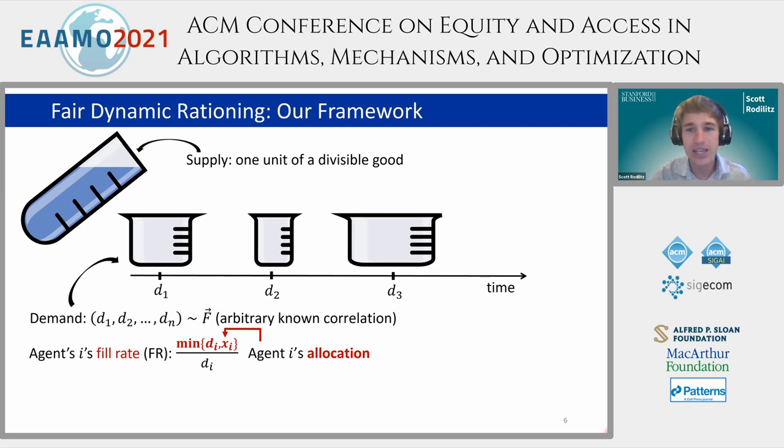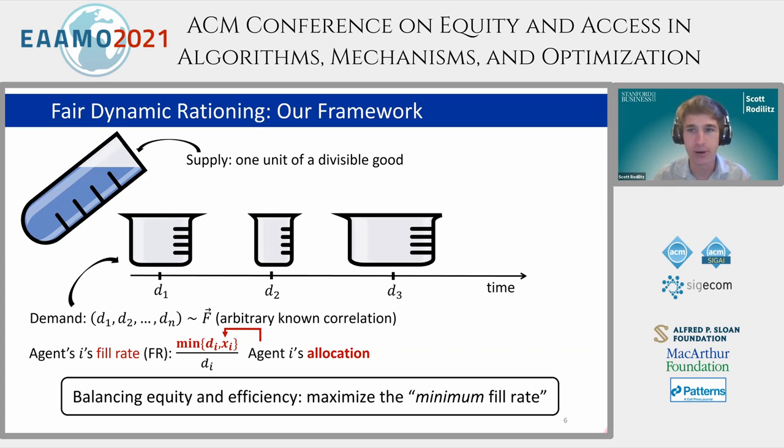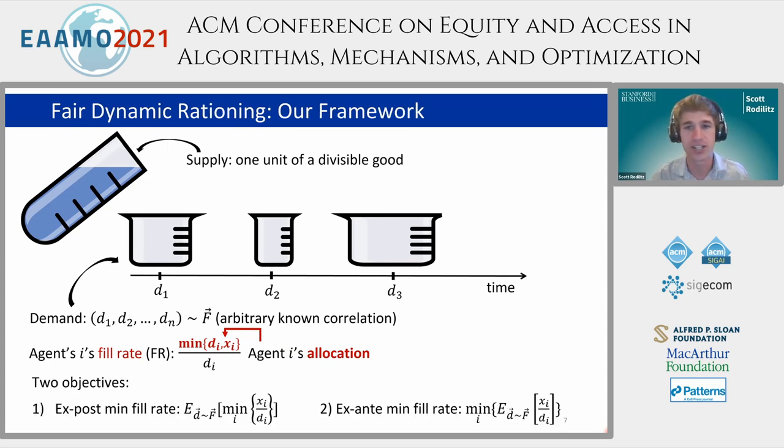And to balance equity and efficiency, our goal is going to be to maximize the minimum fill rate. I've put this idea of a minimum fill rate in quotes because it's somewhat poorly defined for the stochastic process. There are a few different ways we can think about taking expectations, and those correspond to two different objectives, two different notions of fairness. The first is the ex post minimum fill rate, which is about fairness in observed outcomes. And the second is the ex ante minimum fill rate, which is about fairness in expected outcomes. So we're going to care about both of these objectives, and we'll have results for each of them.